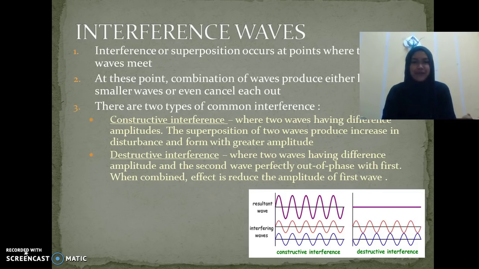Interference wave. Interference, or superposition, occurs at points where two or more waves meet. At this point, the combination of waves produces either larger or smaller waves, or even cancels each other out. There are two common types of interference. First, constructive interference, where two waves having different amplitudes are superposed, producing an increase in disturbance and forming a wave with greater amplitude.